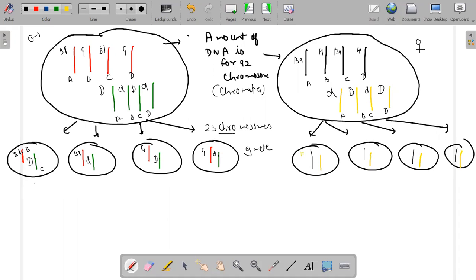Here, black eye can pair with dark skin. Hazel eye can pair with dark skin. Black eye can pair with light skin, and hazel eye can pair with dark skin. Now these are gametes. You can see that both of them have DNA for 92 chromosomes, and now they are gametes. These gametes from father are known as sperms, and from mother they are known as ova or oocyte.